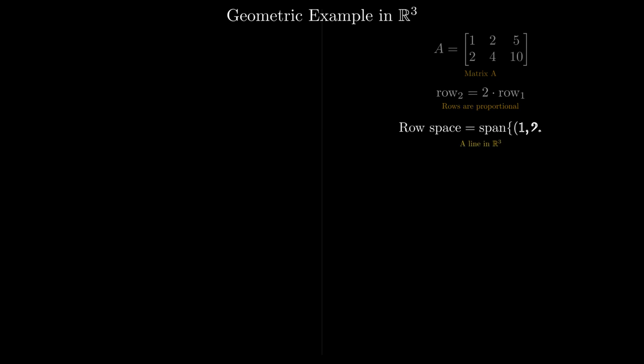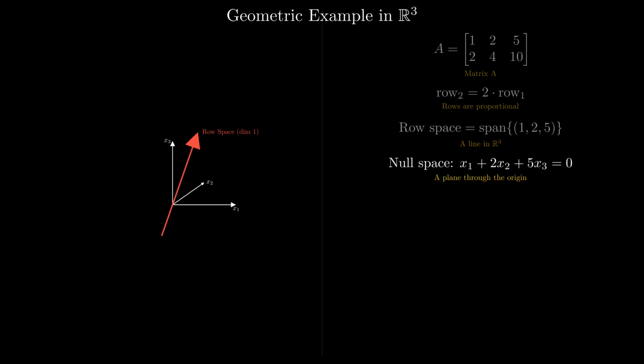Let's see this geometrically with a concrete example. Consider the matrix A with rows 1, 2, 5, and 2, 4, 10. Notice that the second row is exactly twice the first row, so the row space is just a line, the span of the single vector 1, 2, 5 in R3. Now, the null space solves the equation x1 plus 2x2 plus 5x3 equals 0. Since both rows give the same equation, this defines a plane through the origin in R3. Geometrically, a line pierces through a plane at right angles, and together they fill the entire space.